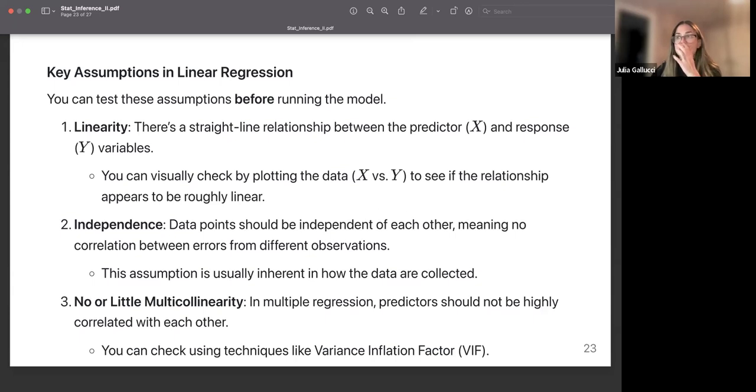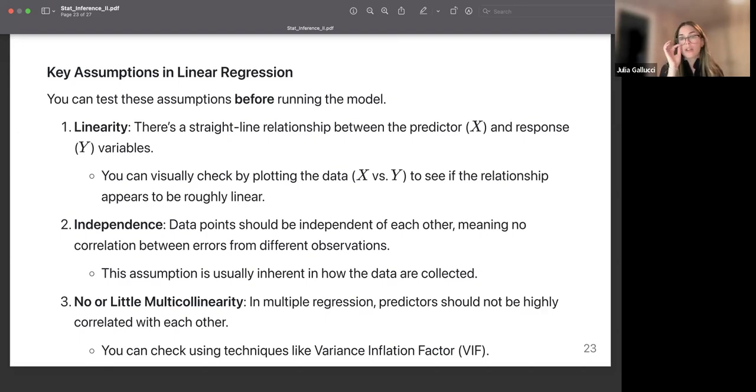We talked a little bit about this idea of independence, and this is that the data points themselves should be independent of each other, meaning that there's no correlation between errors or residuals. And this assumption, as I talked about a bit earlier, is built into how the data is collected. For example, for data points representing individual homes, if the price of one house doesn't influence the price of another, independence in this case is assumed. And then I gave the example of time series data. We would need to check for autocorrelation in this particular instance, just because time series data is often correlated.